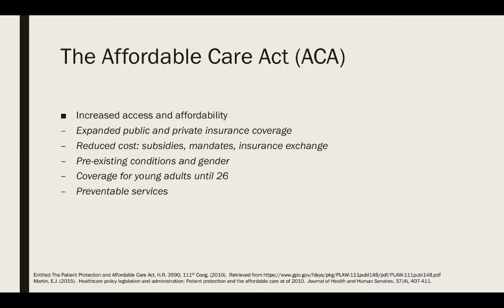Young adults could be covered on their parents' insurance until the age of 26, and preventative services were to be more accessible with little to no cost. These are just a few of the subparts of the section on improving coverage. I have listed below and in the references the actual Affordable Care Act references if you'd like to review it. But those are just some of the ways that it worked to make insurance more available.